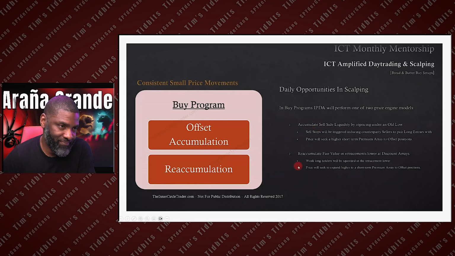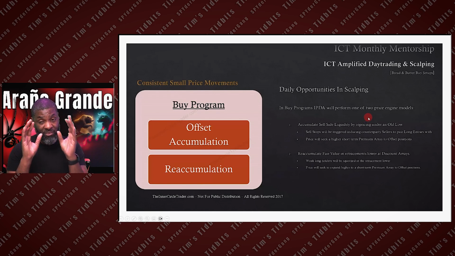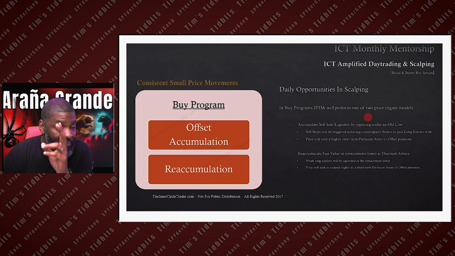Buy programs. In a buy program, IPDA will perform one of 2 price engine models, right? We always look for signatures. Remember I told you, look for signatures, right? And a buy program is going to perform one of 2 price engine models. That's the offset accumulation and the reaccumulation. I know it sounds super fancy, but we're going to read what it is and then I'm going to tell you what it is in simple terms, okay?